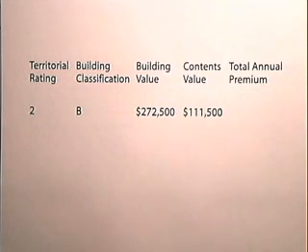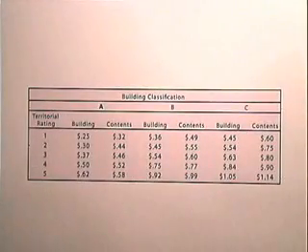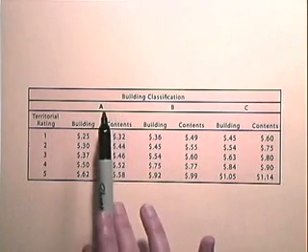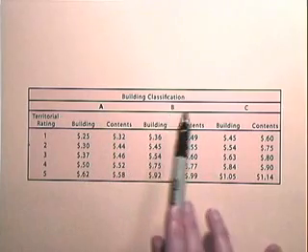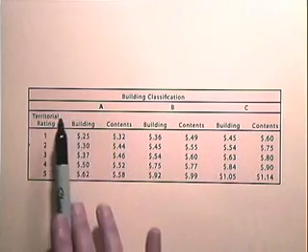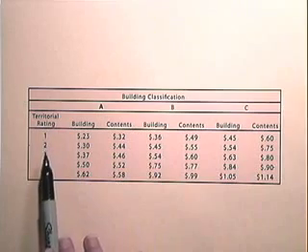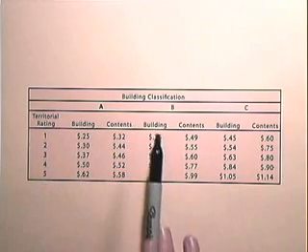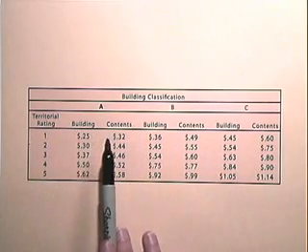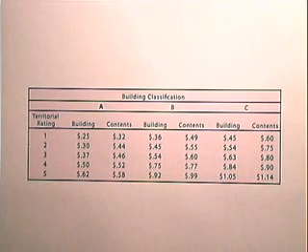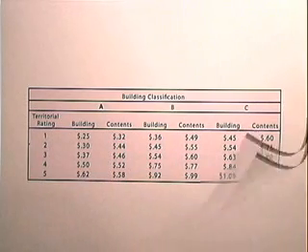In order to find the annual premium for this building, we're going to have to consult the table. This table gives us replacement costs in hundreds for buildings whose building classification is A, B, and C, and whose territorial rating is 1, 2, 3, 4, or 5. And we have building and contents replacement cost in hundreds.